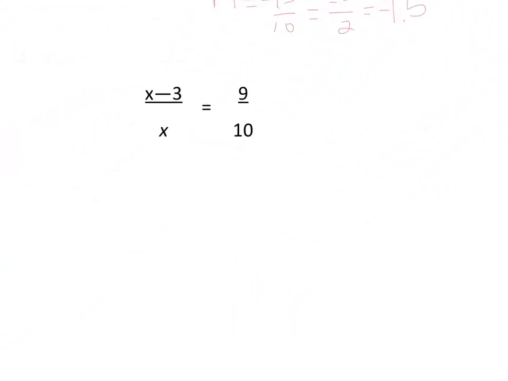Going on to the third example, x minus 3 over x equals 9 over 10. So we go through and still cross multiply. Yes, I know there are variables all over the place, left and right in here, well, top and bottom, but that's not going to change what we do. So we have 9 times x, and we have 10 times x minus 3.